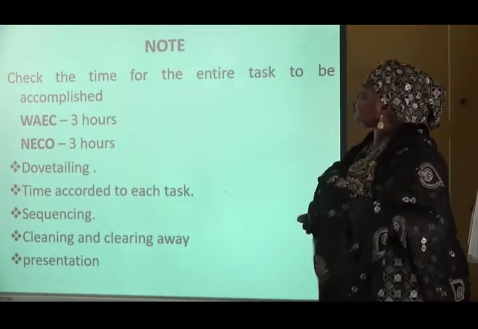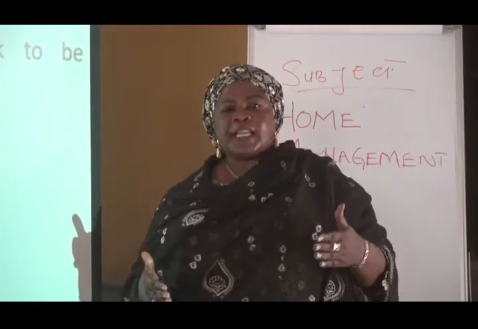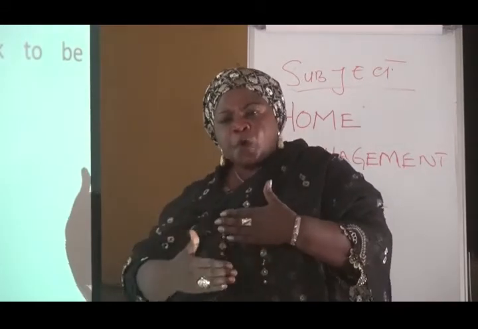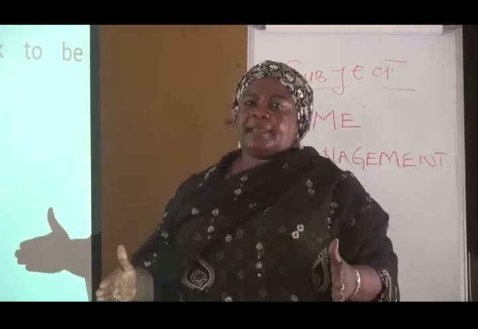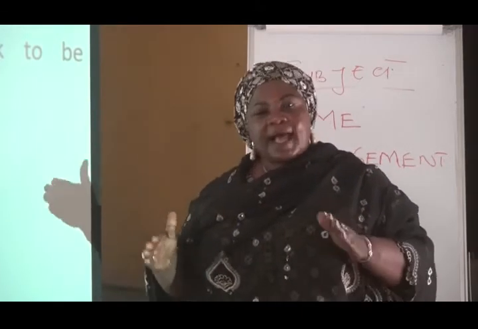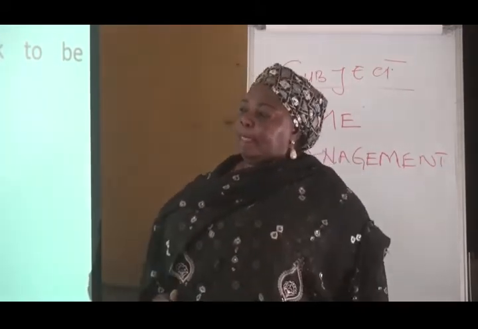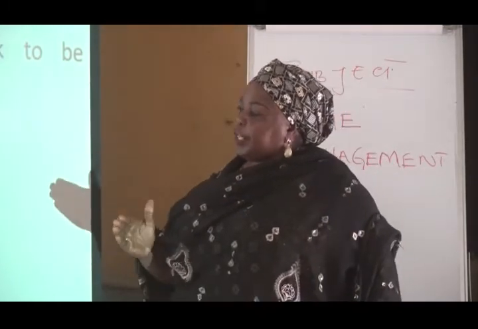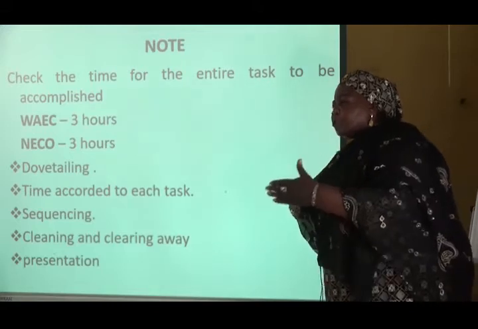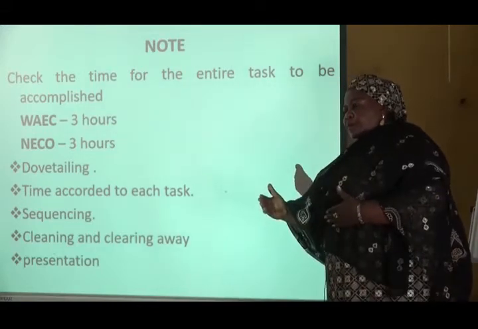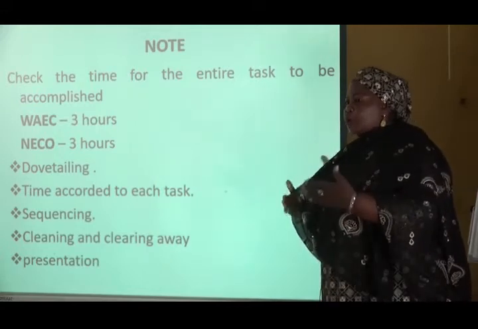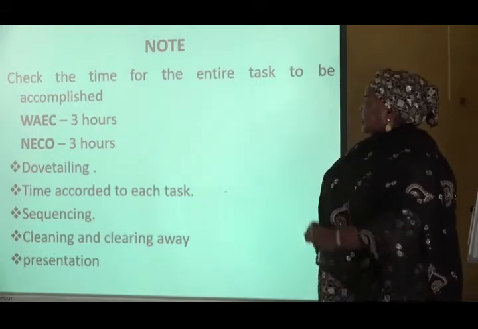Now, there's what we call dovetailing. Dovetailing simply means your ability to carry out two or more tasks at the same time. Now, time accorded to each task. How many minutes did you accord to the particular thing you want to do? When we get to the time plan proper, you see it. How many minutes did you accord to each task?